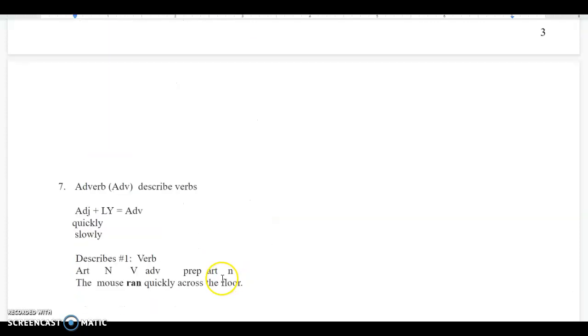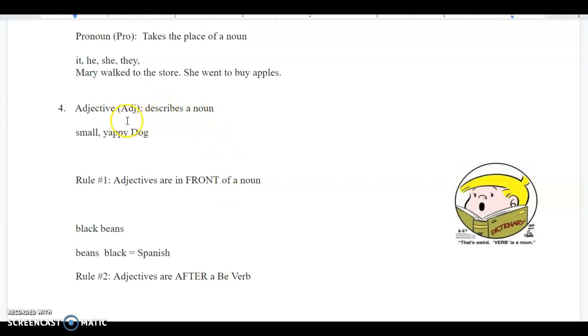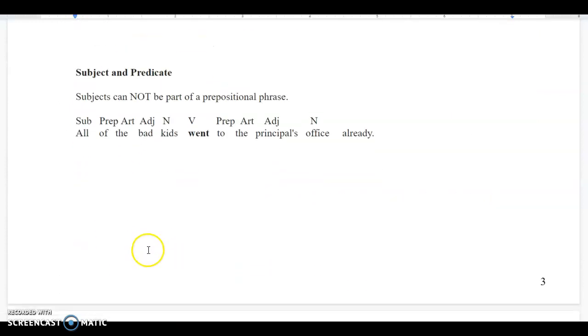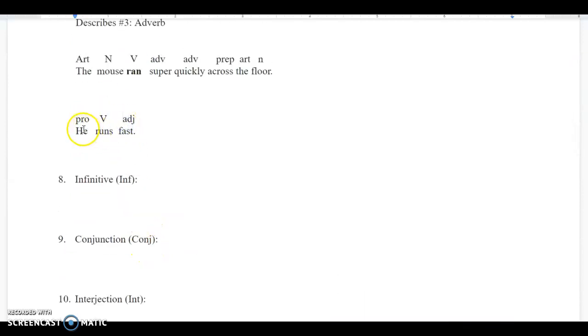Okay, remember going back to your adjective. There's two things, adjectives, right? They describe a noun, so it's in front of a noun, or they're after a be verb. Remember that? But if you say, he runs fast, it's not in front of a noun, it's not after a be verb, so you're using this incorrectly. So you cannot say he runs fast. Okay, so this is grammatically incorrect. You can say, he is a fast runner. Right? You can say he is a fast runner, but you cannot say he runs fast.